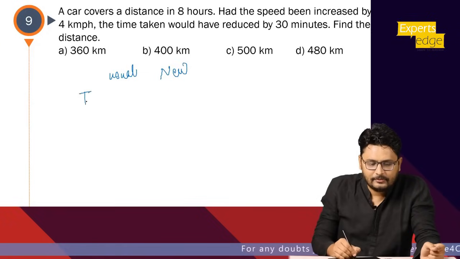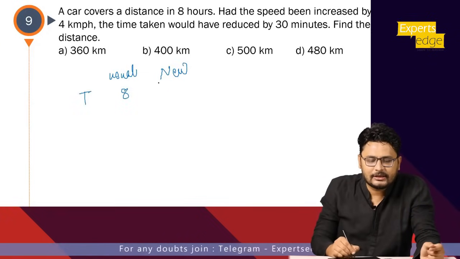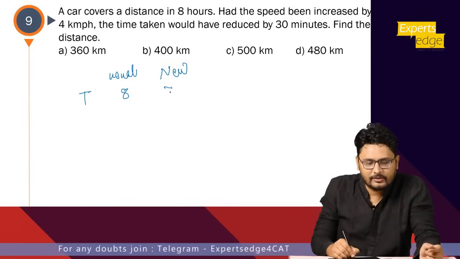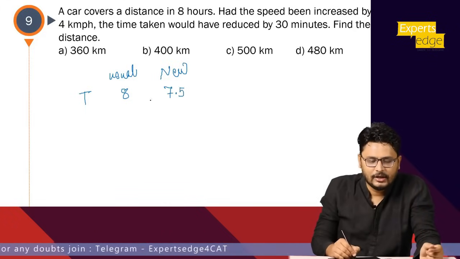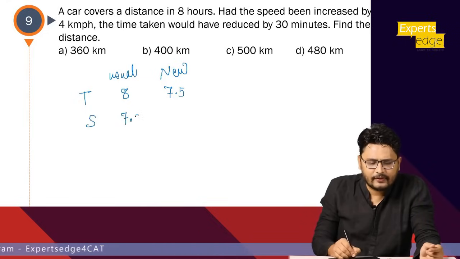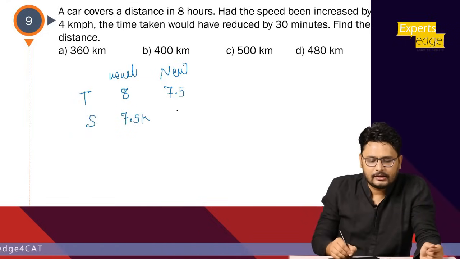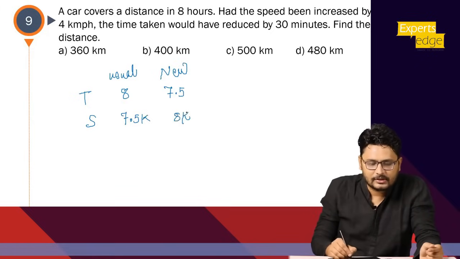What is the earlier time? Earlier time is 8 hours, right? Now the time is decreased by 30 minutes, basically half an hour. So now time is 7.5 hours. Okay, so what will be the speed ka ratio? It would be 7.5k and 8k, as they are inversely proportional. Now tell me how much the speed is increased.